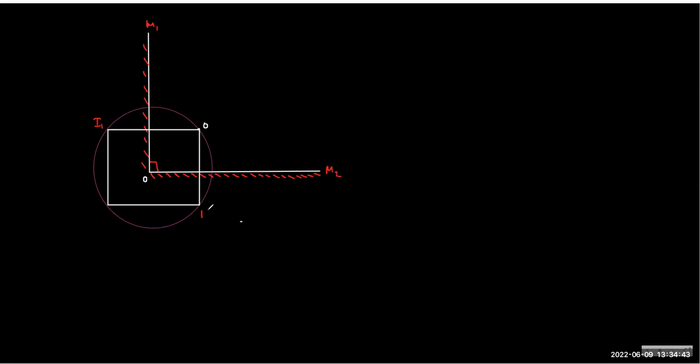The second will be here, that M2 will form. Now you can see I1 is in front of M2, so I1 will form the image here, I1 dash. This is I2 dash, because I2 is in front of M1, so it will form the I1 dash. And you can see that these two images will coincide here. So actually, the point on the corner has two images. Do you realize this?